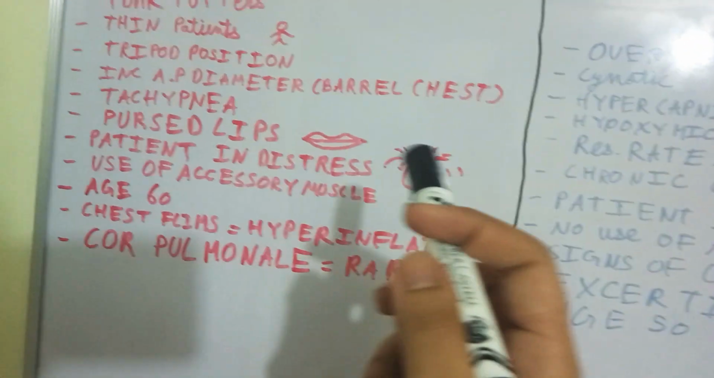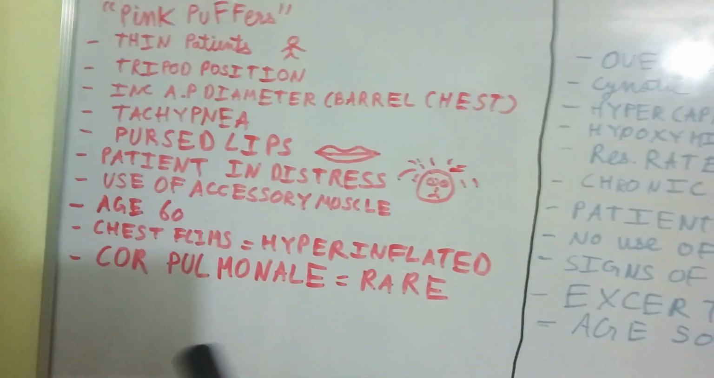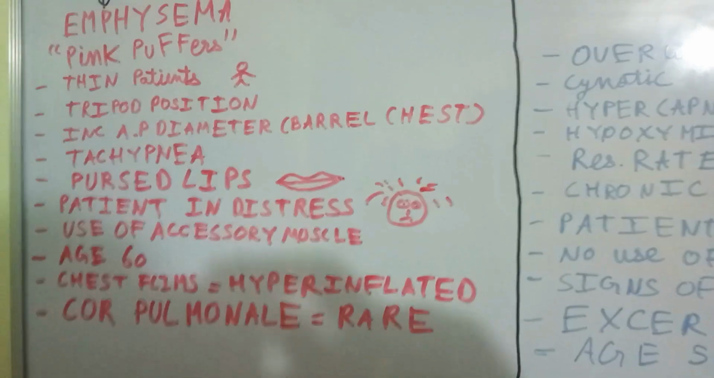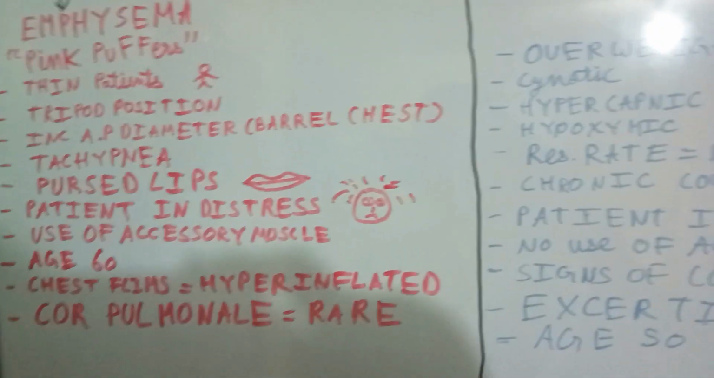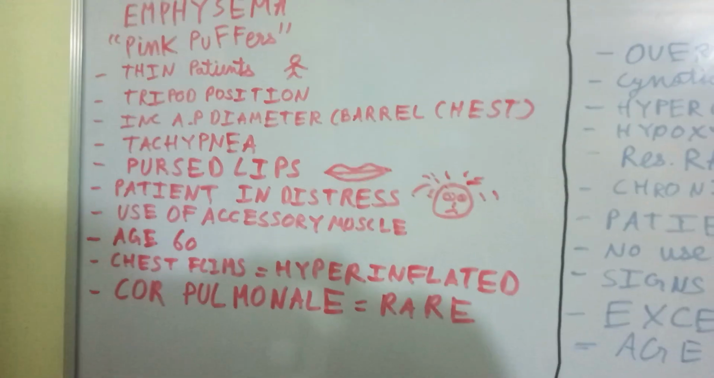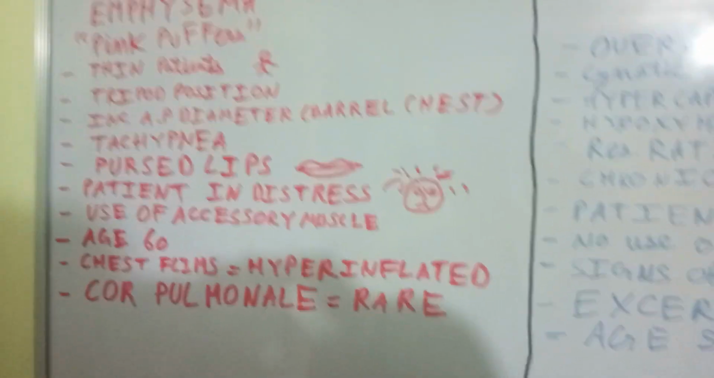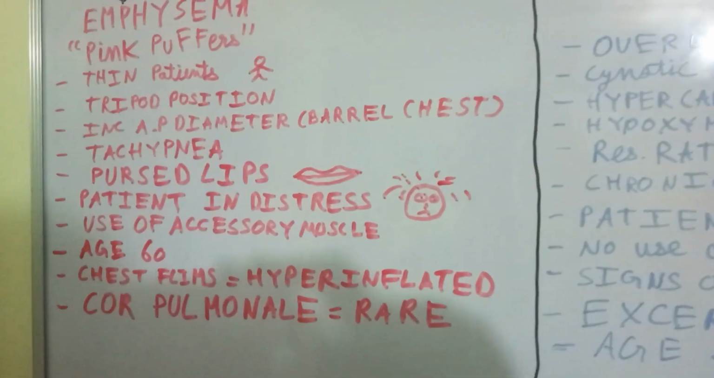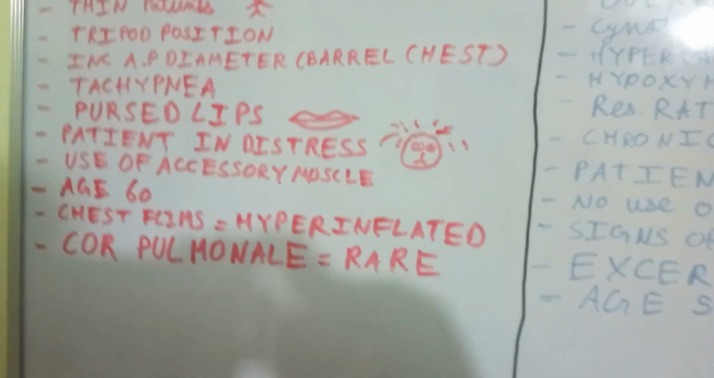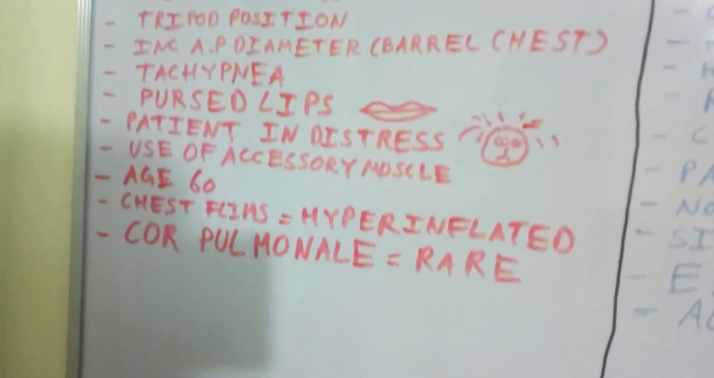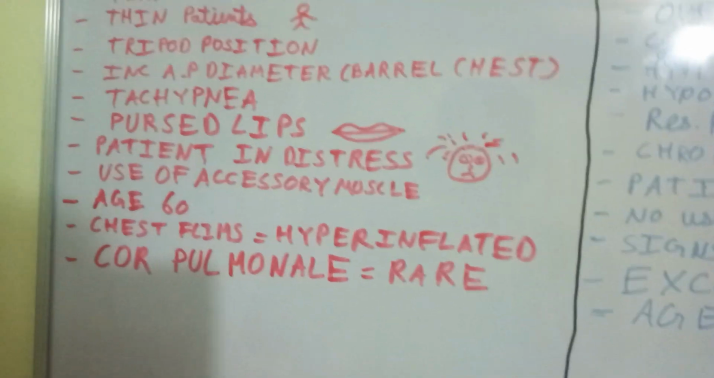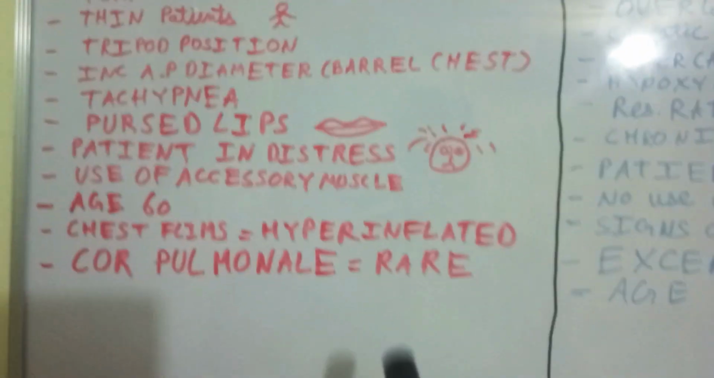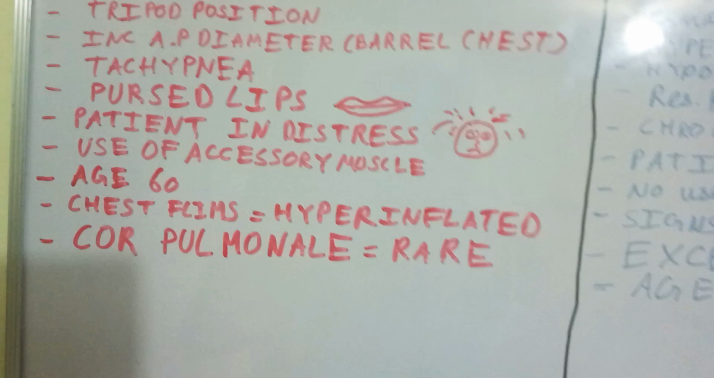The patients are usually in distress because they cannot breathe properly. They usually use accessory muscles for breathing. Usually inhalation is an active process and exhalation is a passive process. We don't use many muscles in exhalation, but in emphysema, patients use accessory muscles, usually the strap muscles in the neck. The usual age of these patients is 60, and if you do a chest x-ray, you will see hyperinflated lungs.